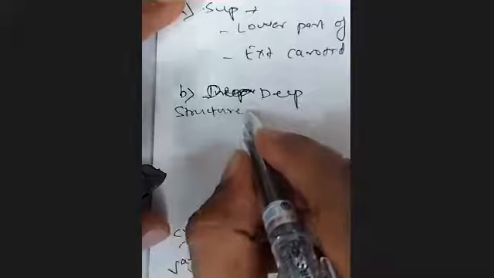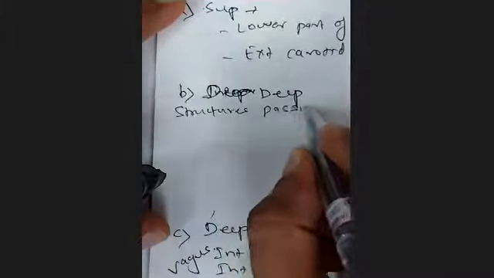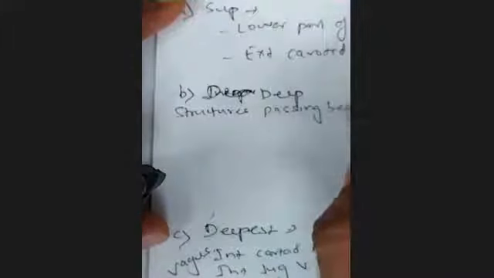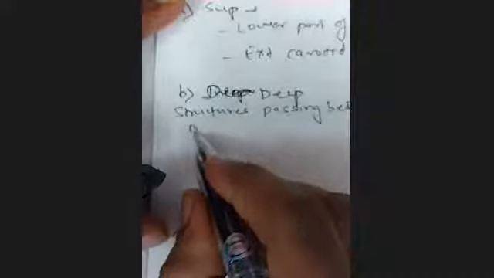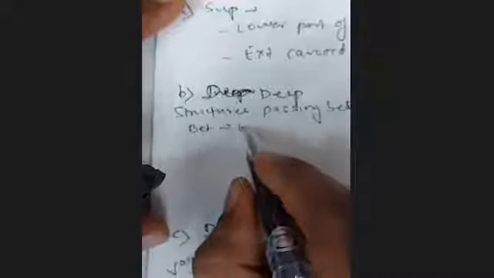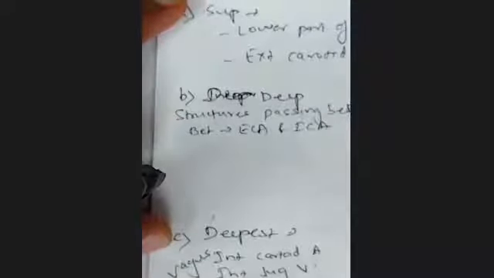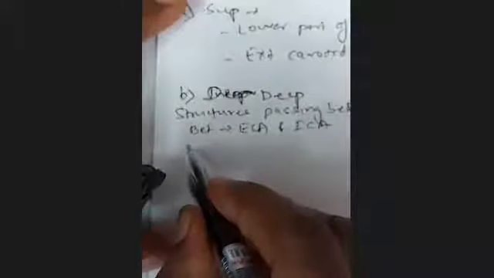structures passing between the external carotid artery and the internal carotid artery. So now these things become very important, structures passing between. Now I'll tell you a technique to remember it.